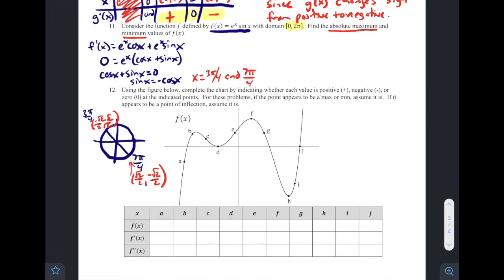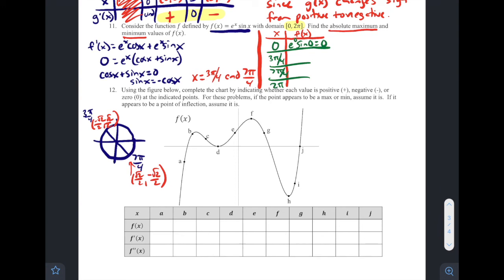With that said, though, we do need to essentially do the candidates test here and take into account the domain that was given to us. And so we're going to plug into our original function f of x the values that they gave us. So 0 and 3 pi over 4 and 7 pi over 4 and 2 pi would be the values that we've got. This isn't a calculator problem, so we would need to plug into our original equation. Here we've got e to the 0 times sine of 0, so that's going to be 0. Probably not the maximum, but maybe the minimum.